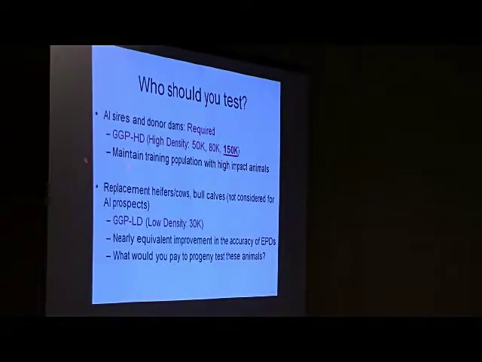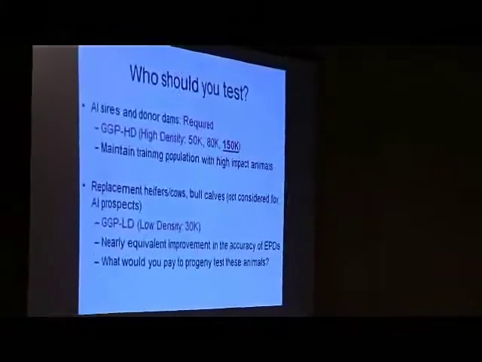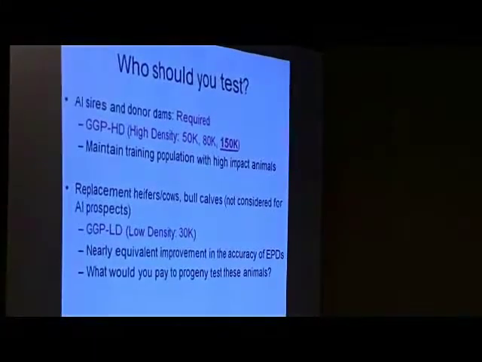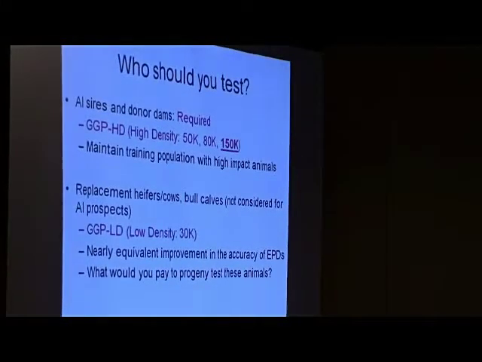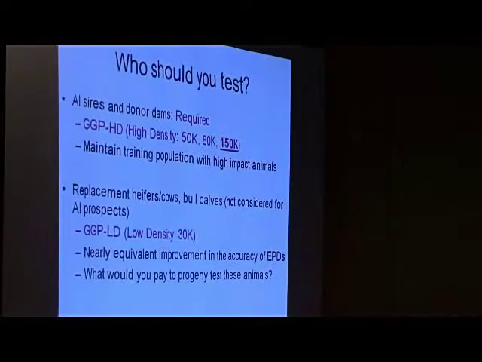But we do have the GGP-LD, or the low-density test. It's $50. It includes parentage. And this is a great option if you are able to pull it off for your replacement heifers, cows, and bulls in your herd that are not considered as AI prospects. If you do test animals with the low-density test and then a year later decide, I'm going to make this an AI bull, you're going to have to go back and do the GGP-HD on that animal.